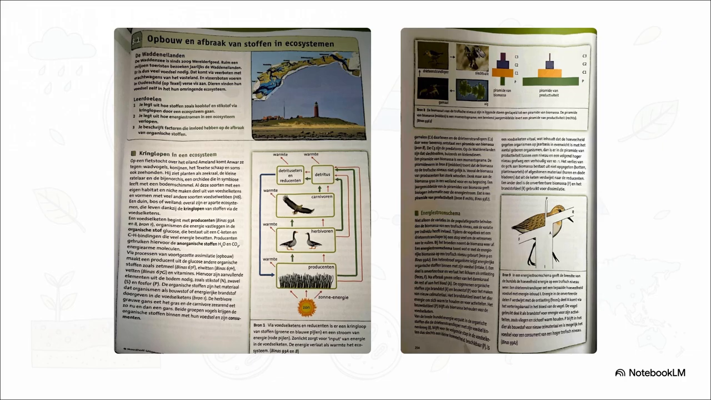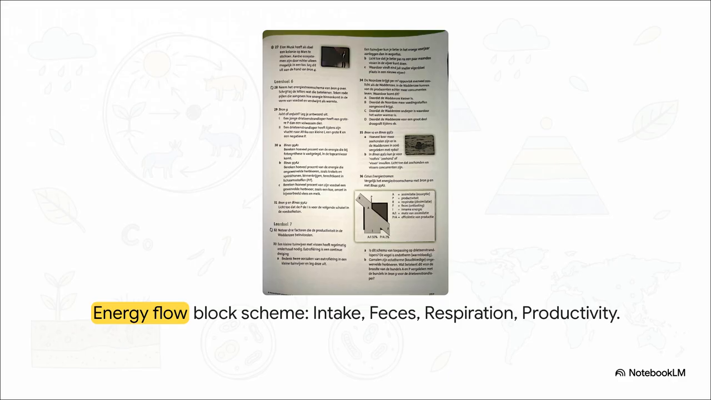Okay, lock your eyes on this block scheme. This is a classic exam visual, and you absolutely need to know how to decode it. The big band coming in, that's I for intake, the total food eaten. Right away, a huge chunk drops out as F for feces, which is just undigested waste. The energy that actually gets absorbed is then split up. A massive portion goes to R for respiration, just keeping the animal warm and moving. That leaves only this tiny little arrow at the top, P for productivity, as actual new growth.